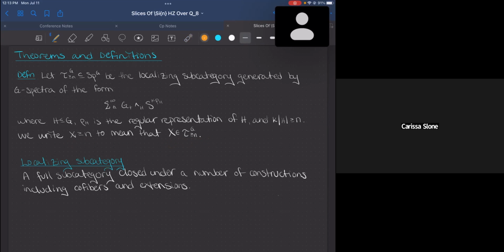Now G spectra of this form, S^{k rho H}, is a regular representation sphere for H. Smashing with G over H induces that sphere up to G. And then we take the suspension spectrum.